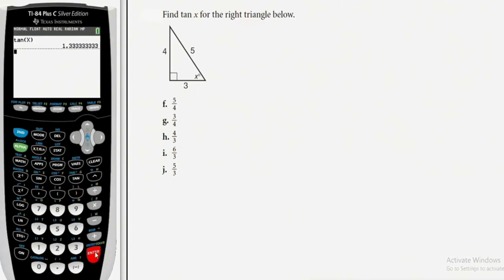Enter. Still 1.33. So the value of x here, this angle, in this right angle triangle, is 1.33. So that's how I can solve this kind of problem. Hope there's something interesting from this video. Let's go to the video again.